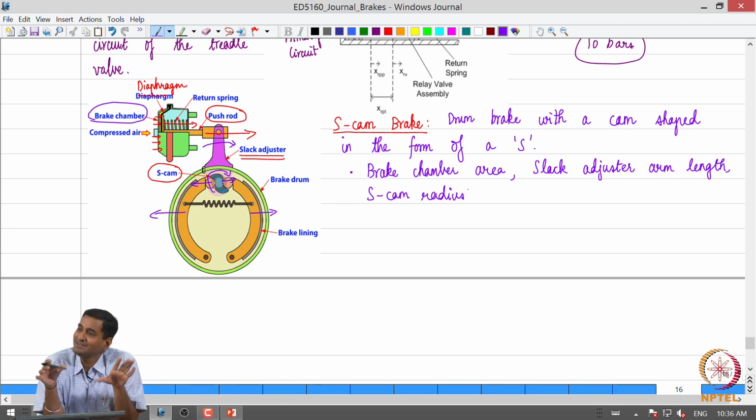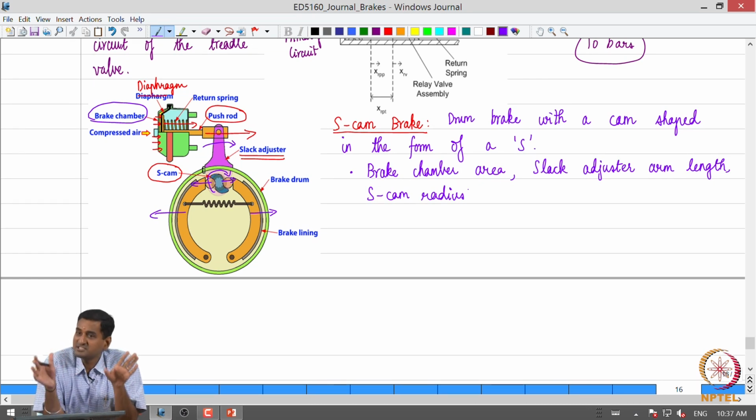So, these are important design parameters that help us in meeting the actuation force requirements for a heavy vehicle drum brake to match the expected increased brake force output as opposed to a hydraulic brake. Is it clear why we have this mechanism?